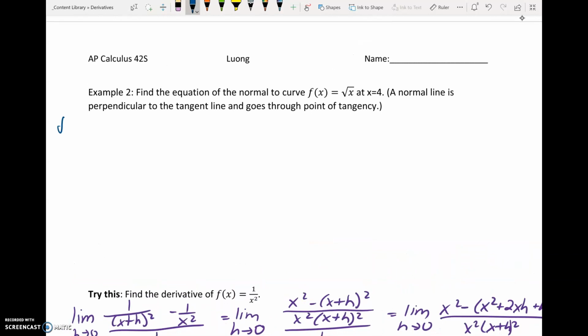Okay, so we're going to calculate f prime of x using our definition of the derivative. So f of x plus h is going to be the root of x plus h, minus f of x, all over h.